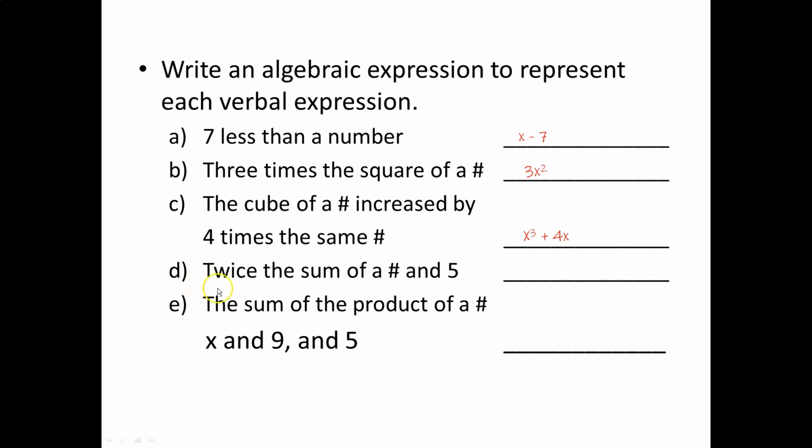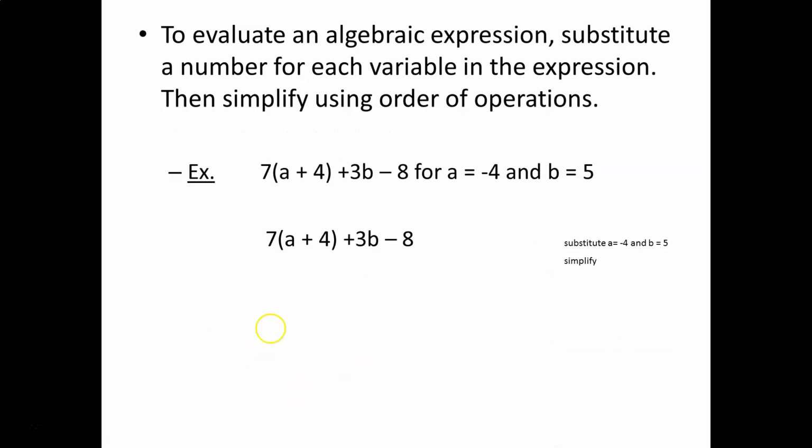And then we have twice the sum of. Now, in this case, when you're saying twice the sum of, that means we've got some parentheses going on. Twice the sum of x plus 5. Then we have the sum of the product of a number, x, and 9. So we're summing the product of x and 9 and 5. So the product of x and 9 is 9x and 5, and we're summing it.